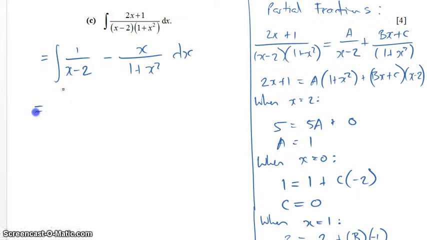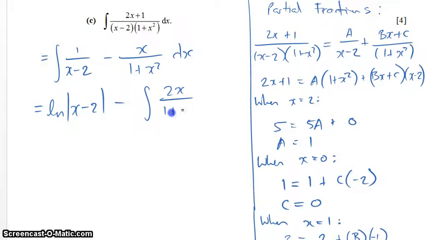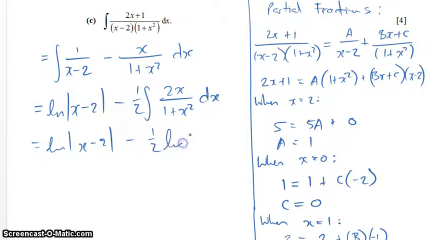And this is quite good for us because we know how to integrate 1 over x minus 2. That'll just be ln mod x minus 2. Now, what about this one? Well, if I had the integral of 2x over 1 plus x squared, that would be easy. I don't have a 2 here though, but I can get it by just putting a half out the front. So this is ln mod x minus 2 minus a half ln 1 plus x squared plus our constant of integration. Note that I don't need modulus signs for the 1 plus x squared because I know that that one will always be positive.